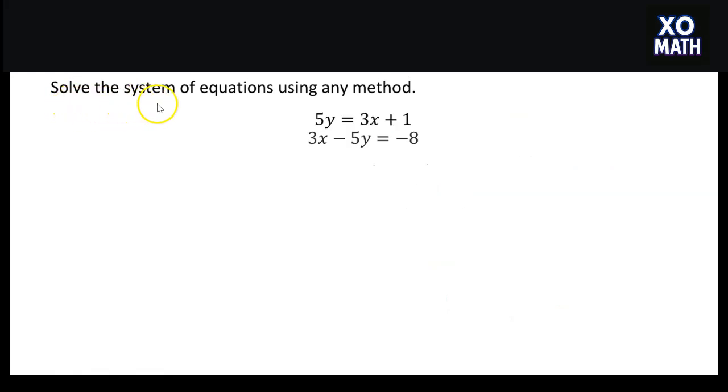In this example, we again want to solve the system of equations using any method. Well, we already did the substitution method, so on this one, let's try elimination. We have 5y equals 3x plus 1, and 3x minus 5y equals negative 8. The bottom equation has all of the variable terms on the left, but the top one will need to subtract 3x from both sides. So now, that top equation is going to look like negative 3x plus 5y is equal to 1.